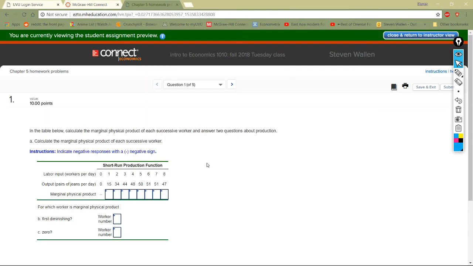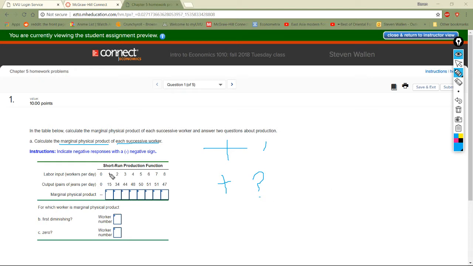Here we go. Okay, in the table below, calculate the marginal physical product for each successive worker. Answer 2 questions about production. I think we can do this. Okay, this is one of the big things. Whenever someone says marginal physical product for each successive worker, they want to know how much each new worker is adding. So if I add one worker, what's that new worker going to actually produce?